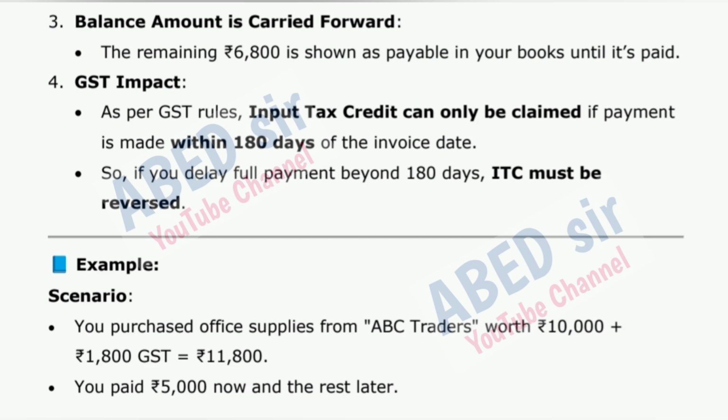4. GST impact. As per GST rules, input tax credit can only be claimed if payment is made within 180 days of the invoice date. So, if you delay full payment beyond 180 days, ITC must be reversed. Example scenario: you purchased office supplies from ABC Traders worth 10,000 rupees plus 1,800 rupees GST, which is equal to 11,800 rupees. You paid 5,000 rupees now and the rest later.